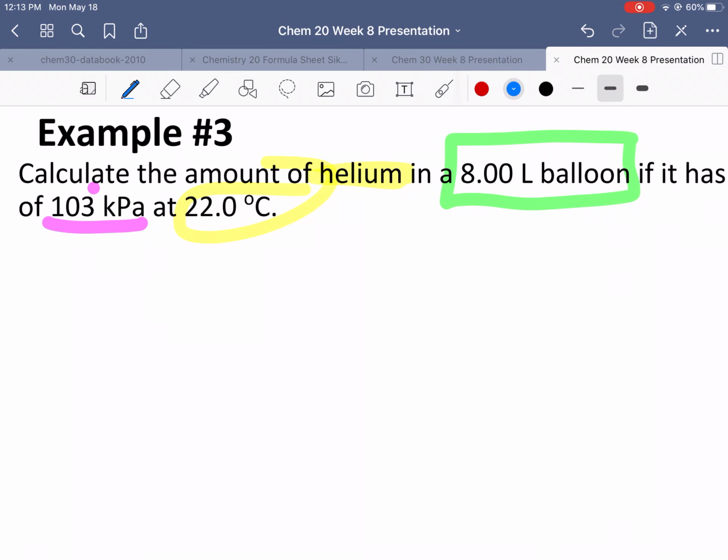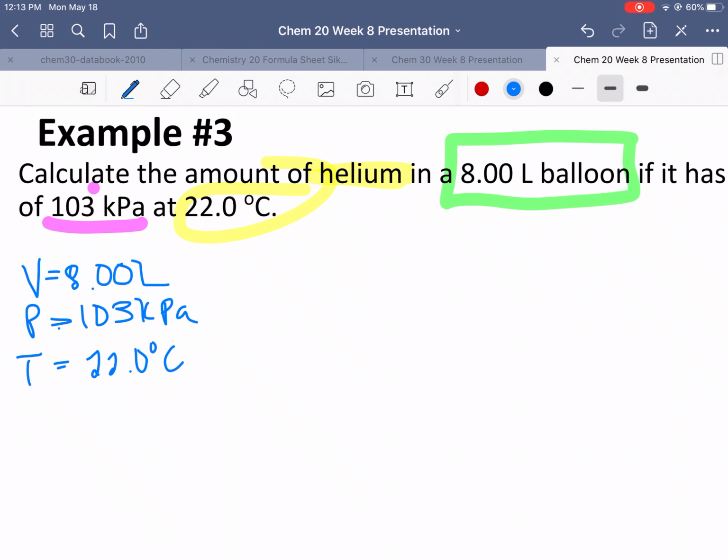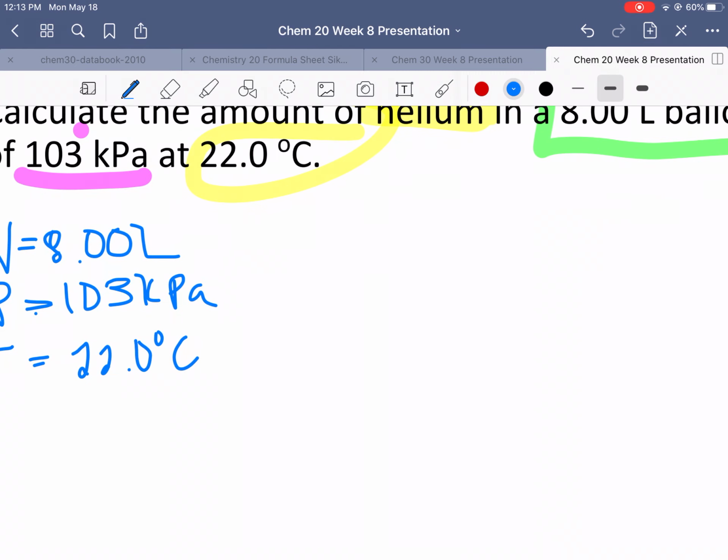So write down what you know. Been given a volume, 8.00 liters. Been given a pressure. It is in the correct units, 103 kilopascals. Our temperature is 22.0 degrees Celsius. And again, it's been a while. You deal with this to make it Kelvin by adding 273.15. Once that's added, we're at 295.15 Kelvin, right? Don't lose sight of doing that.